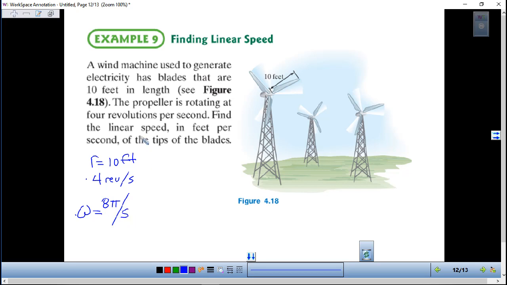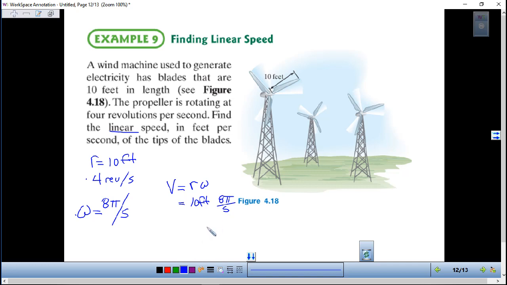And how do we find our linear speed? Because that's what they want. You've got to be careful. Remember, the omega is the amount of angle per unit of time, and the linear speed is the actual length per unit of time. So that last thing we looked at, the linear speed is going to be the radius times omega. So when we plug that in, we're going to end up with 10 feet times 8 pi per second.